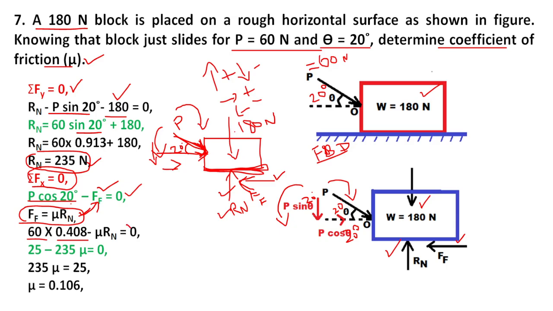So mu Rn is equal to 60 into 0.408, which is 25. Mu Rn is equal to 235 mu, as already found. So 235 mu is equal to 25, so mu equals 0.106. The coefficient of friction between the block and the horizontal surface is 0.106. Okay, thank you.